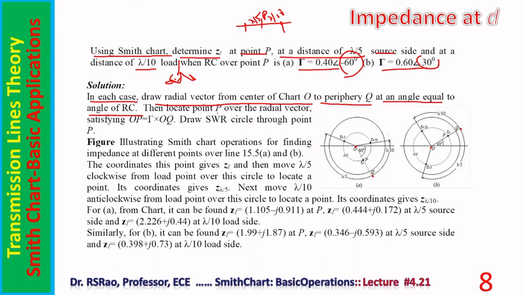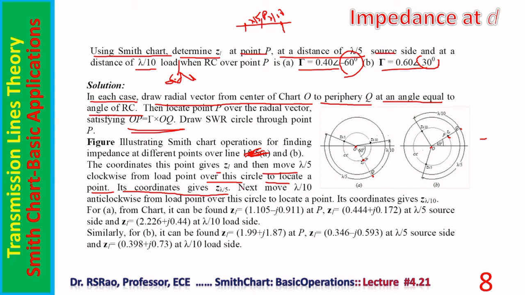Locate point P over the radial vector satisfying OP equal to the gamma magnitude times OQ. So P comes into the picture. This is the load point. Now from here, the solution process is the same as that which we had in the previous problem. The coordinates of this point give ZL, and then move lambda by 5 clockwise from the load point over the circle to locate a point. Its coordinates give Z at lambda by 5.